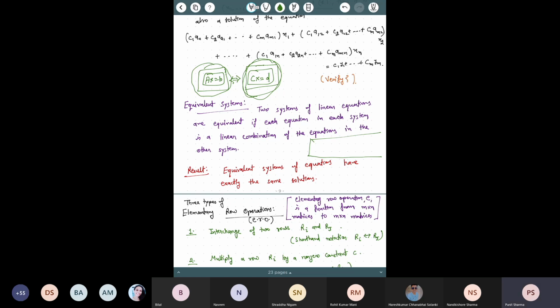The second one is scalar multiplication. You can multiply any row of the given matrix, and then you will get another matrix which is obtained by multiplying some row with a particular constant.